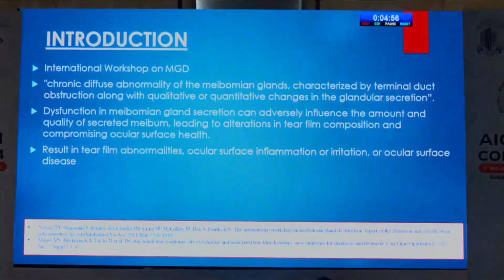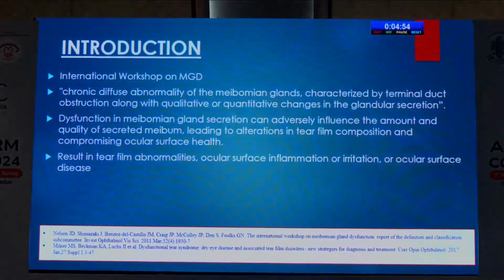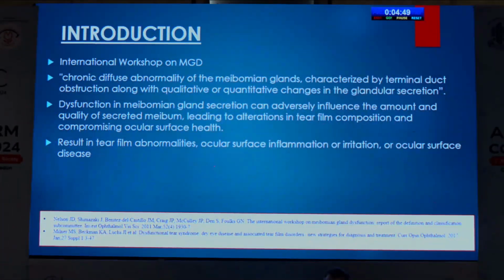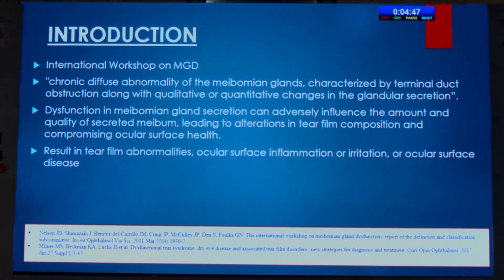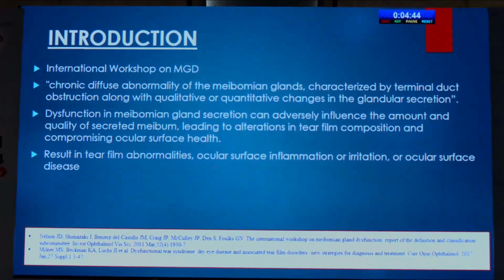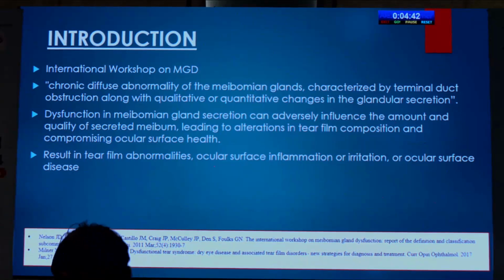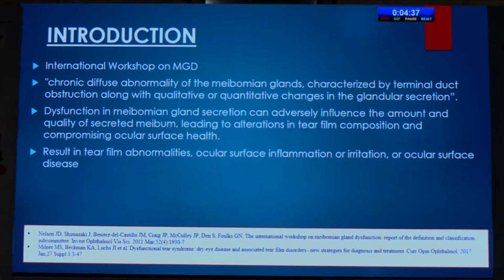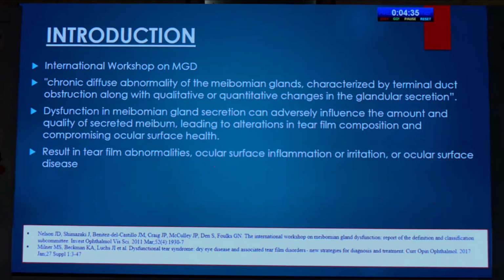Good evening. So my topic is MGD in India, what to do. Our international workshop on MGD has described MGD as chronic diffuse abnormality of the meibomian glands characterized by terminal duct obstruction along with qualitative or quantitative changes in the glandular secretion. Dysfunction in meibomian gland secretion can adversely influence the amount and also the quality of secreted meibum, leading to alterations in tear film compositions and compromising ocular surface health.